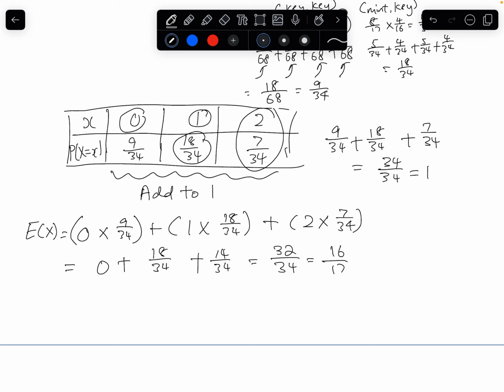Now again, 16 over 17 may not be the best representation, so I'm probably just going to convert this into a decimal, which is approximately 0.941 mints. So that's literally the average number of mints that you will be taking out from the handbag.